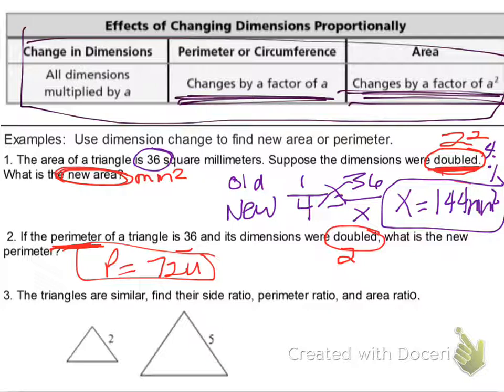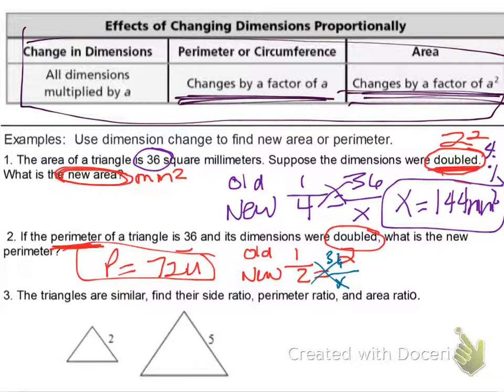If you want to do a simple proportion here, again, you can just think about your old and your new triangle. If the new one is being doubled, then I would put my old perimeter up top. So 36 over x, and if you cross multiply, you get x equals 72.